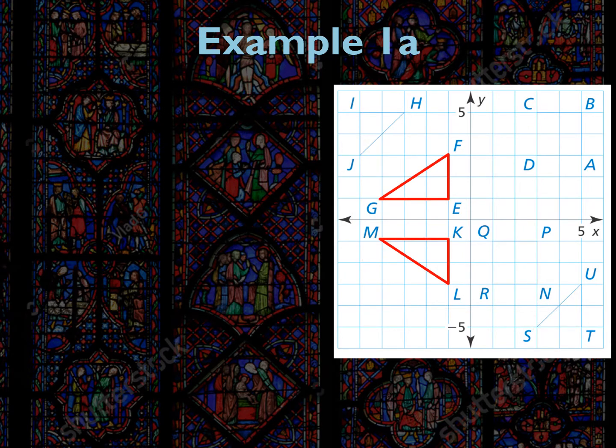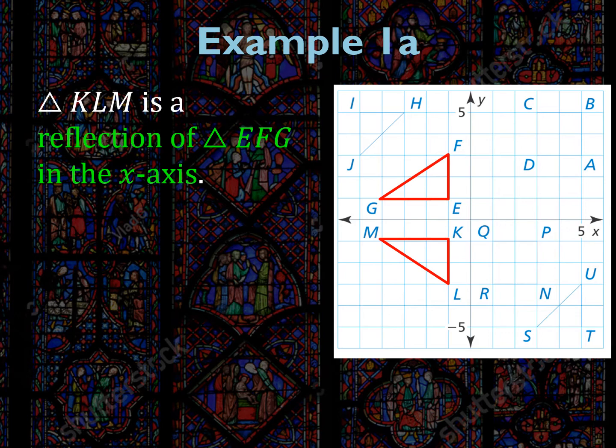Finally, we have triangles KLM and EFG. Notice that KLM is a reflection of triangle EFG in the x-axis. So basically, you're reflecting it so that it's the same distance away from the x-axis. So because a reflection, again, is a rigid motion, triangles EFG and KLM are congruent.